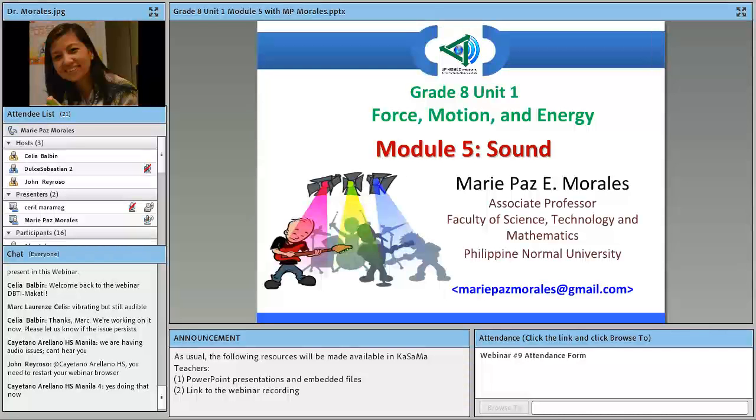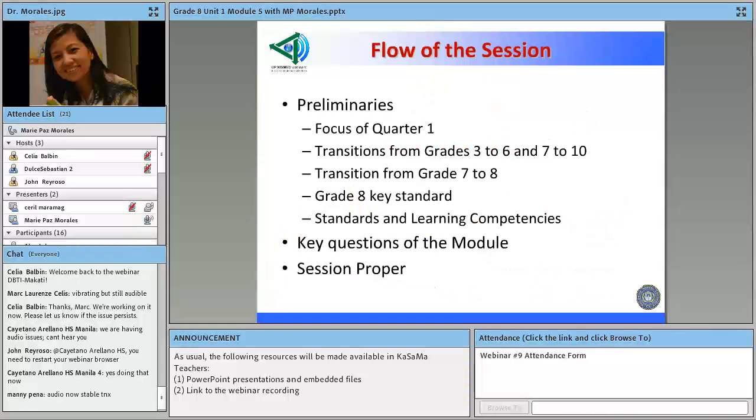So we'll be working on module 5, sound. Most of the slides I am going to present are sort of identified slides, which you can also see in the learner's manual or the teacher's guide. Some of the slides were already presented by Ma'am Cerilina a while ago. So let me just move on with the different slides, which I think are necessary for our presentation.